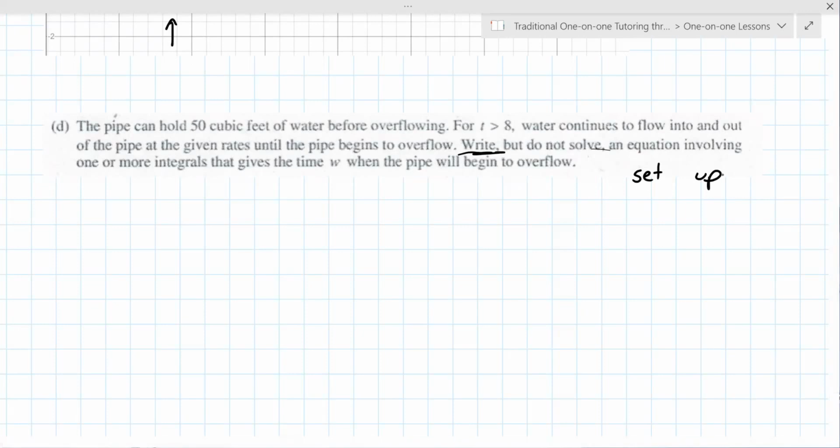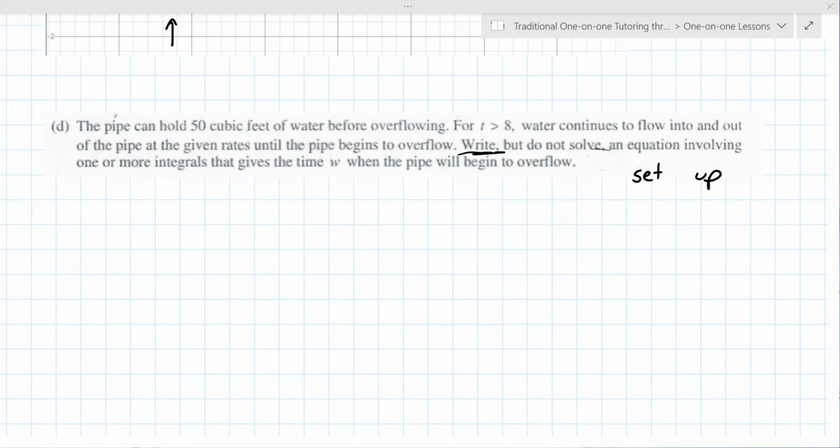So the pipe can hold 50 cubic feet of water before overflowing. Okay. And so we have a problem because I'm sure eventually there's going to be an issue. So it says for t greater than 8, water continues to flow into and out of the pipe at the given rates until the pipe begins to overflow, right? But do not solve an equation involving one or more integrals that gives the time w when the pipe will begin to overflow.